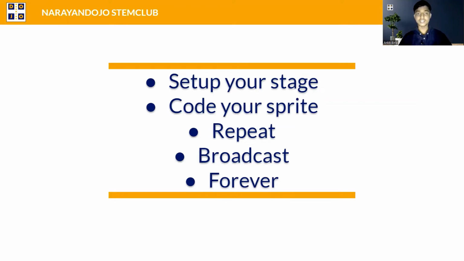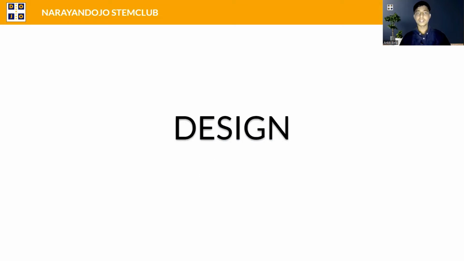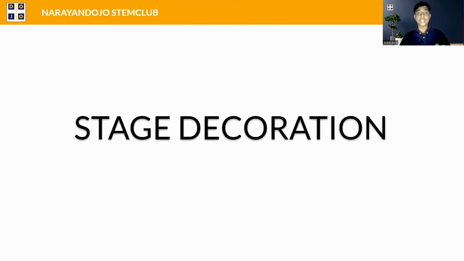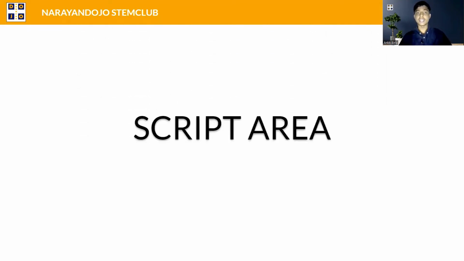So let's start today's session, which is make a book. In today's session, we are going to divide this project into three sections. The first section will be the design, where we will decide how the book will look and for which purpose we are going to make this book, either for a tutorial or for a story. Then we will decorate the stage, as we did in the last project. And after decorating the stage, we will come to the script area for writing the script or the code.